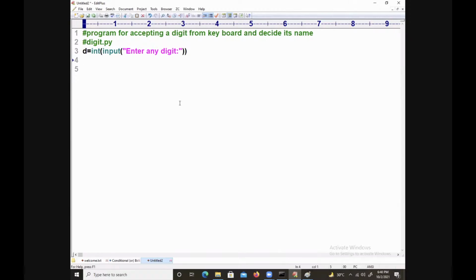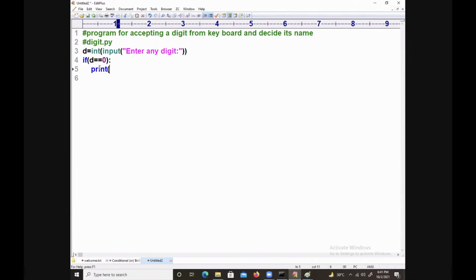What is this d here? If d == 0, what will happen? If d == 0, what is happening? First, the digits start from 0 to 9. That d can be 0, d can be 1, d can be 2, so on up to 9. How many decisions are there? N decisions are there. I can write with a simple if statement, with if else statement, or with if elif statement also.